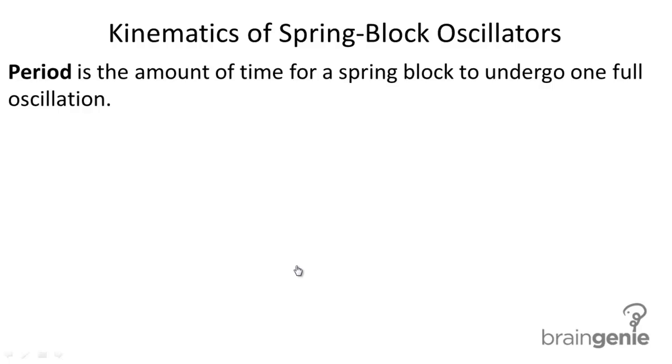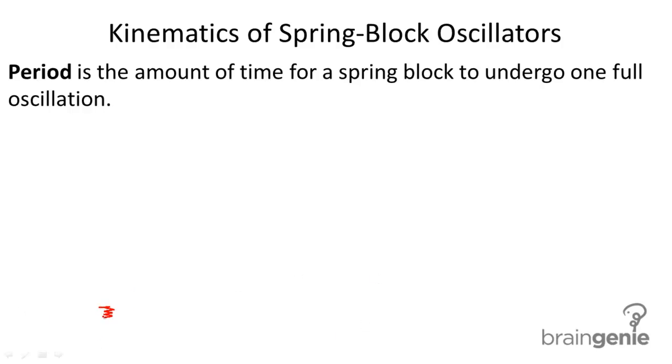Kinematics of spring block oscillators. One key term that we use to measure the motion and kinematics of spring block oscillators is period. Period is the amount of time for a spring to undergo one full oscillation. So what does a full oscillation look like?